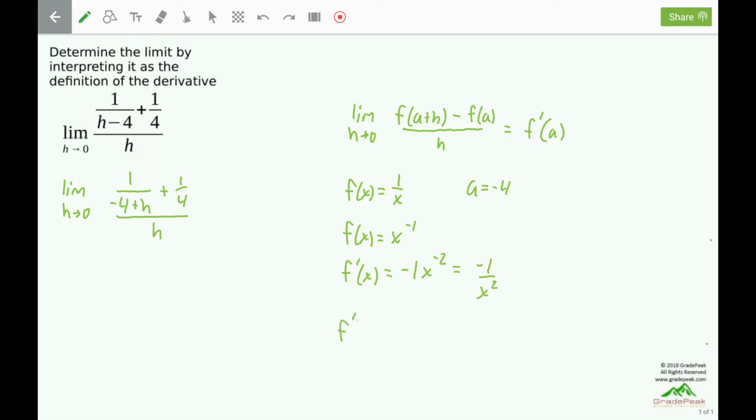Let's now evaluate that at a, f prime of negative 4, which will be negative 1 over negative 4 squared. Negative 4 times negative 4 is positive 16. So we have negative 1 over 16, and that is what the result of this limit will be, a negative 1 over 16.